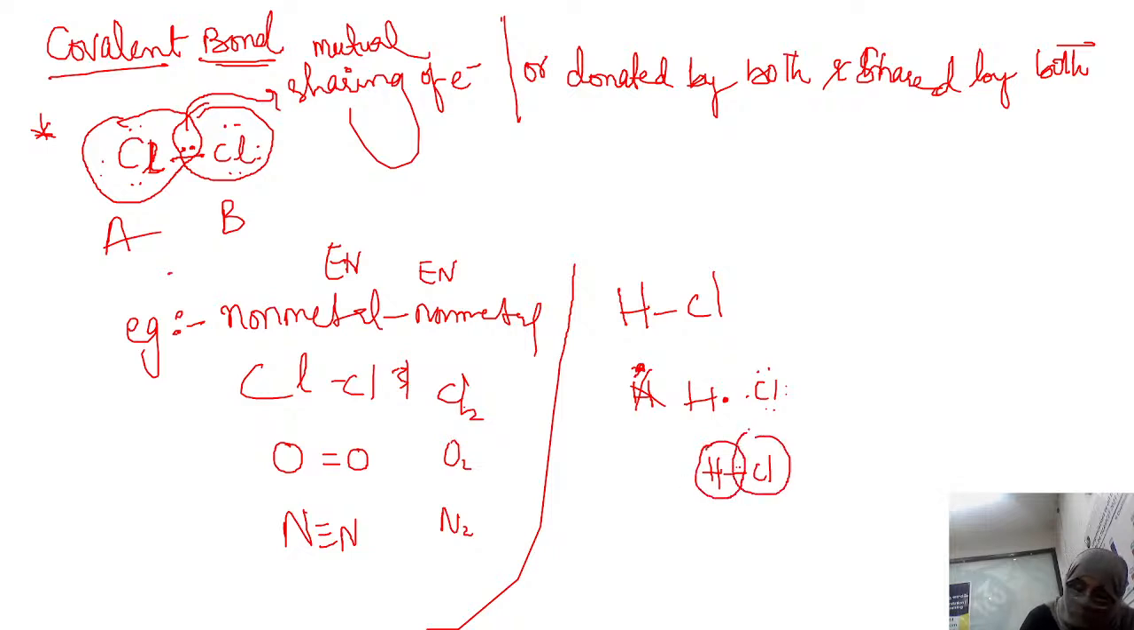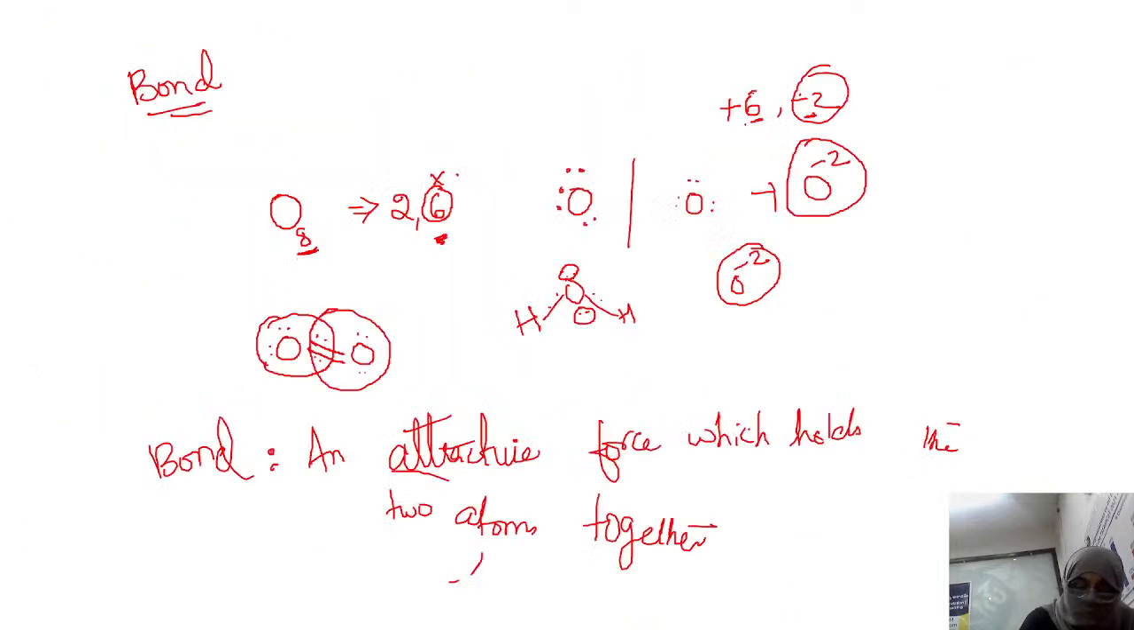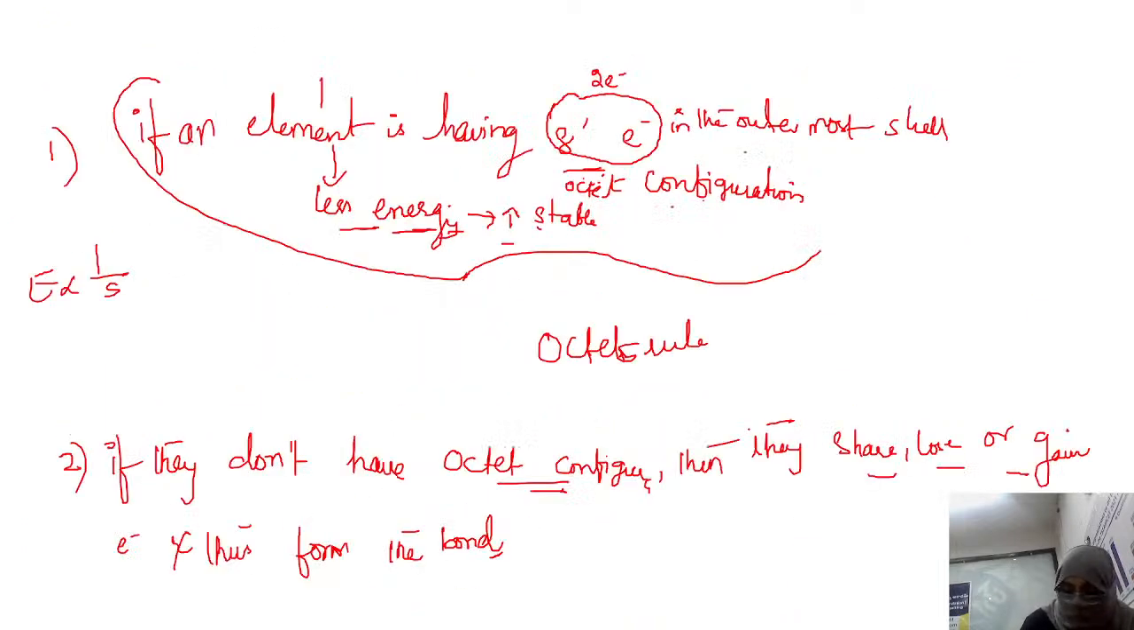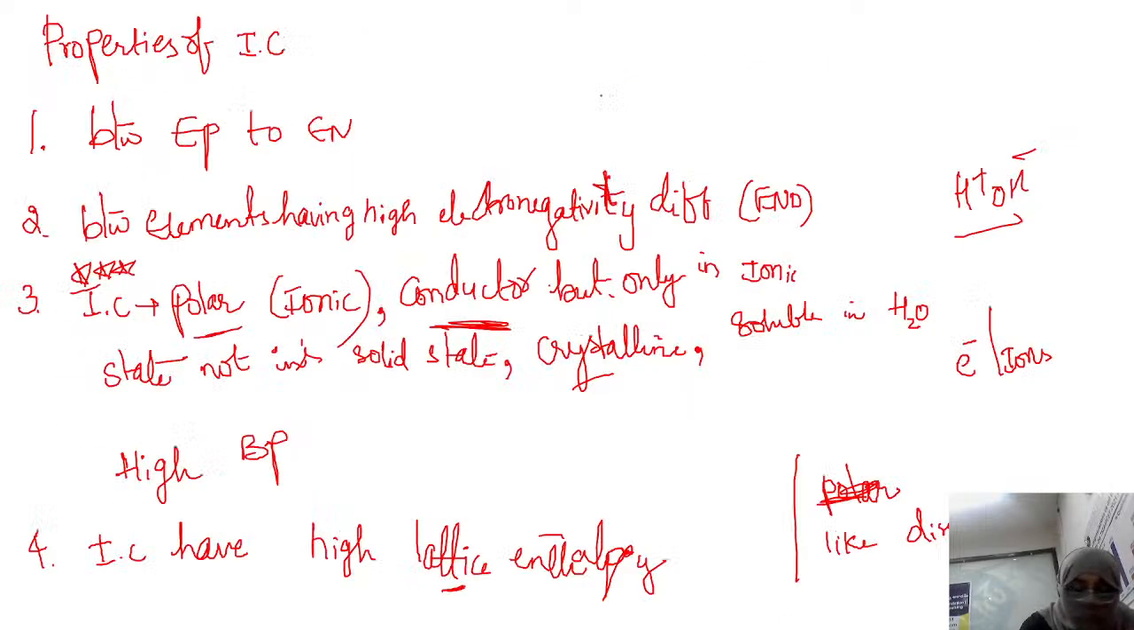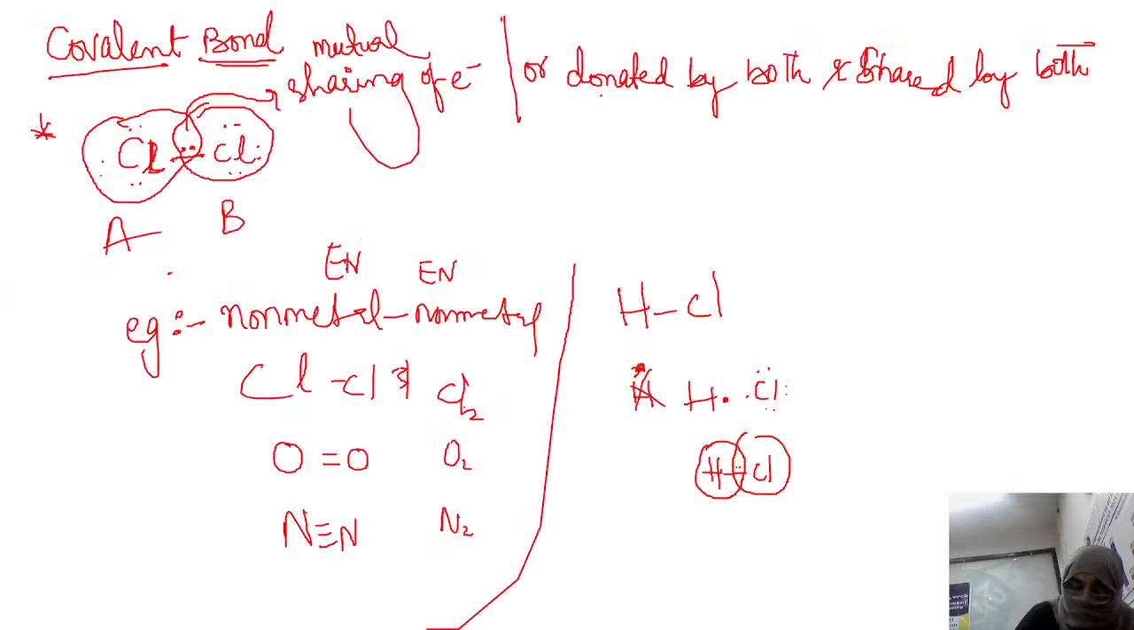I told you in the previous part that, for the octet rule, there should be 8 electrons in the outer shell, or for a lower element there should be 2. So hydrogen is a lower element. If it has 2, it's also acceptable. Hence, by sharing of electrons, hydrogen becomes stable with 2, and chlorine becomes stable with 8. That means the bond formed between H and Cl is a sharing bond, a covalent bond.